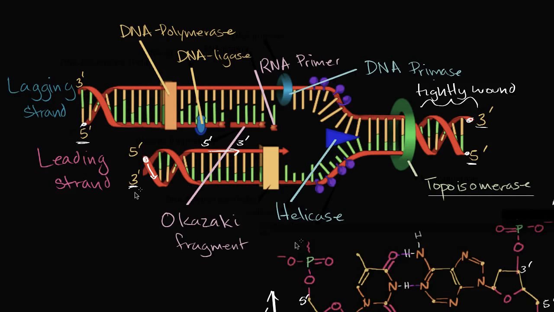So what needs to happen here is, to start the process, you need an RNA primer, and the character that puts in an RNA primer is DNA primase. We'll talk a little bit more about these characters up here on the lagging strand, but they'll add an RNA primer here, and then once there's a primer, then DNA polymerase can just start adding nucleotides at the 3' end.